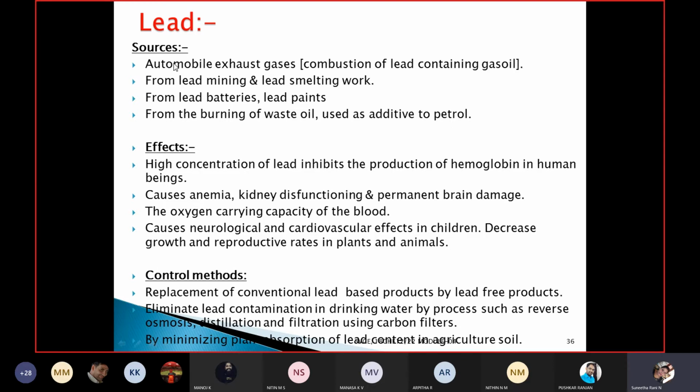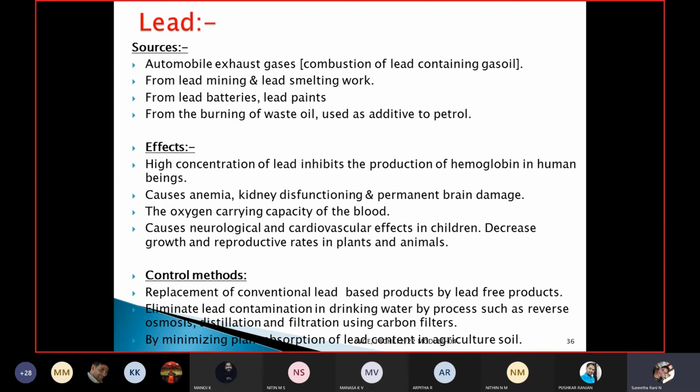Lead is liberated from automobile exhaust gases, combustion of lead-containing oil, lead mining and lead smelting work, lead batteries, lead paints, and burning of waste oil, and it is used as an additive to petrol.